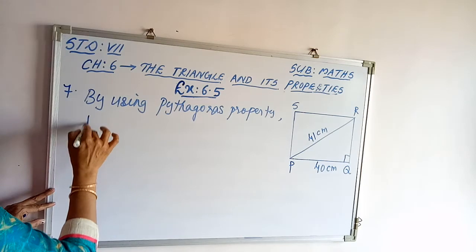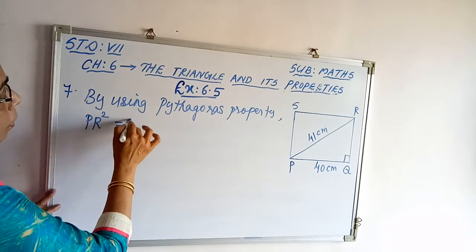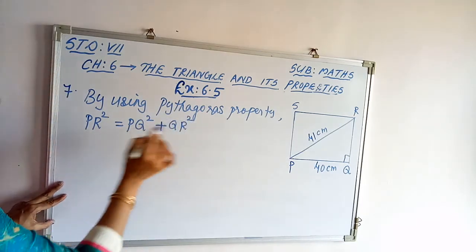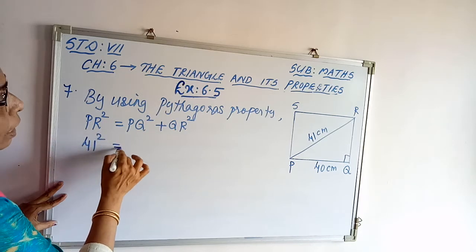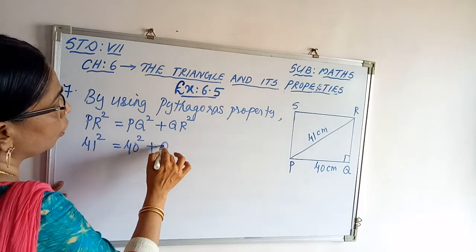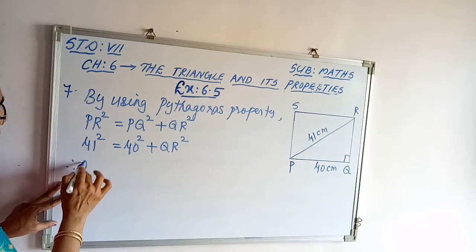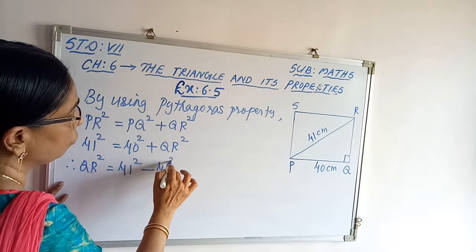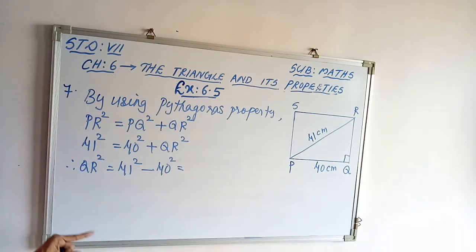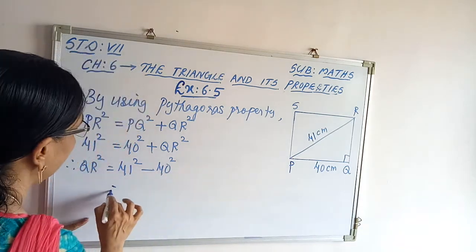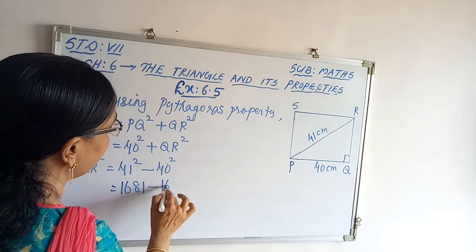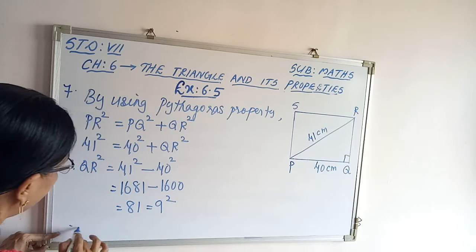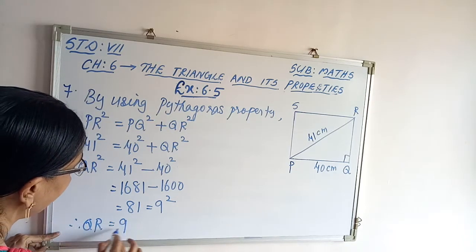what will you write? PR square, which is the hypotenuse, is equal to PQ square plus QR square. Substitute the values. What is PR? 41 square is equal to 40 square plus QR square. Therefore, QR square is equal to 41 square minus 40 square. You can find out 41 into 41. That will give you 1681 minus 1600. That's equal to 81, which is equal to 9 square. Therefore, QR is equal to 9.